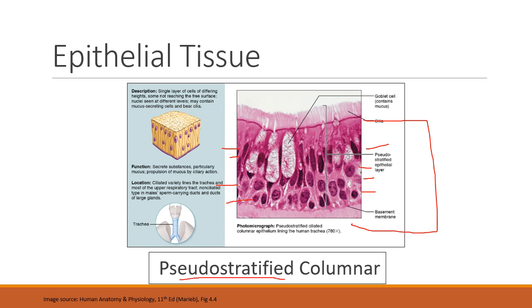Each of these cells, you can kind of see in this diagram here, has various shapes and thicknesses. You can see this one right here: the bottom is narrow and the top is skinny. And then next to it, the bottom is skinny and the top is fat. And then one next to it, the bottom is fat and the top part is skinny. That gives it that pseudostratified, that false appearance of being stratified. Where is that located? Upper respiratory tract, trachea, and then some other parts of the body.